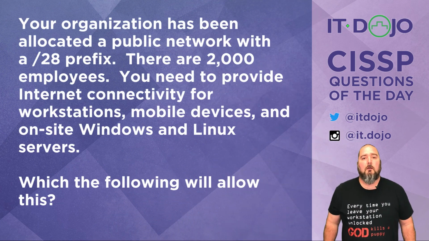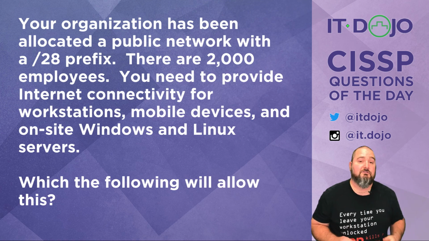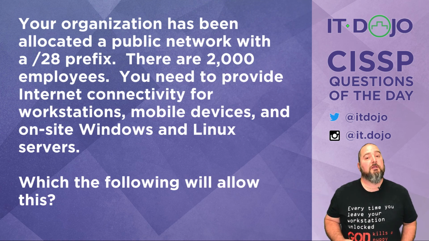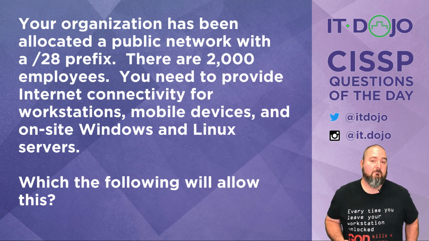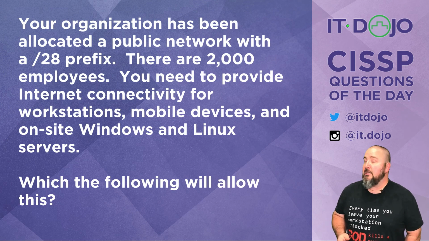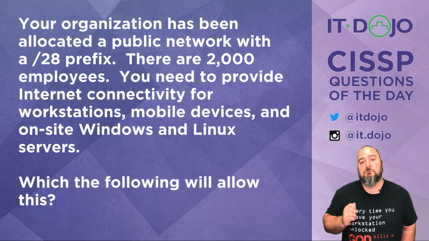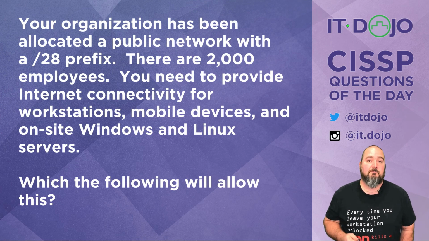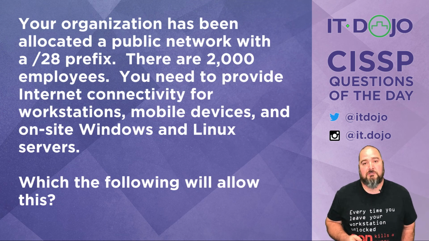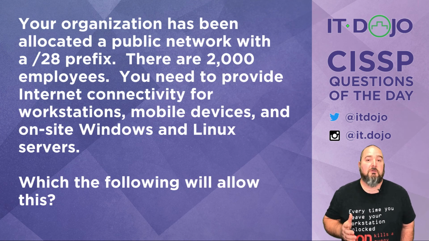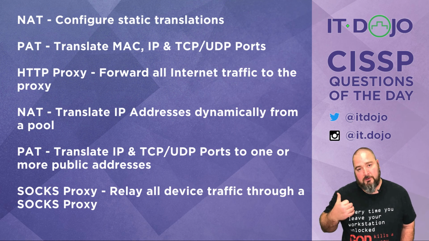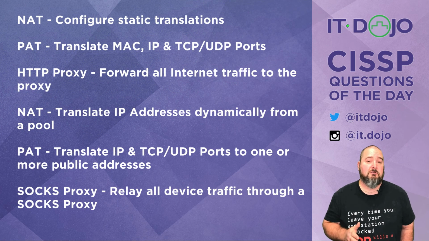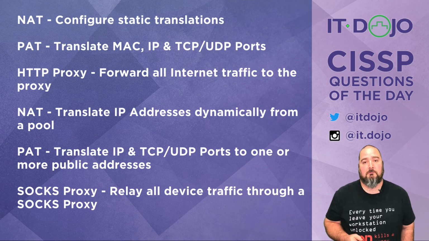Let's go. All right, question number one today is, you have been allocated a /28 prefix of publicly routable internet IP addresses. You have 2,000 people in your company, and you need to provide internet connectivity to all of them, which includes desktops, mobile devices, and Windows and Linux servers that you have at your shop. My question to you is, which of these choices, given that list that's going to appear right over there, is going to be the best solution for you to go in and accomplish that?